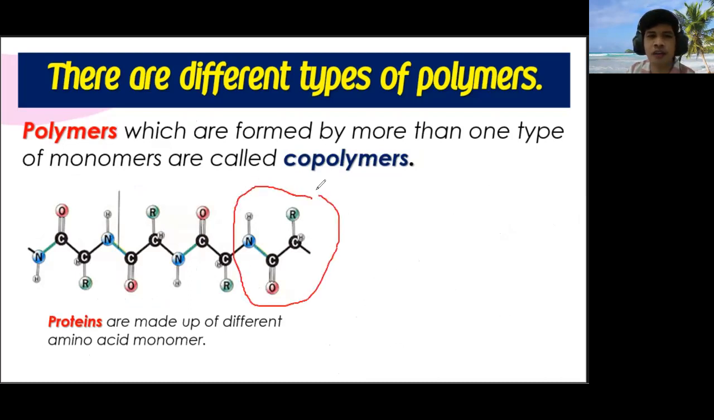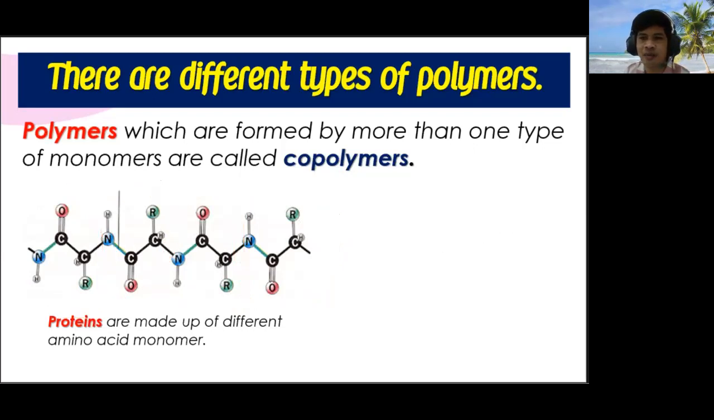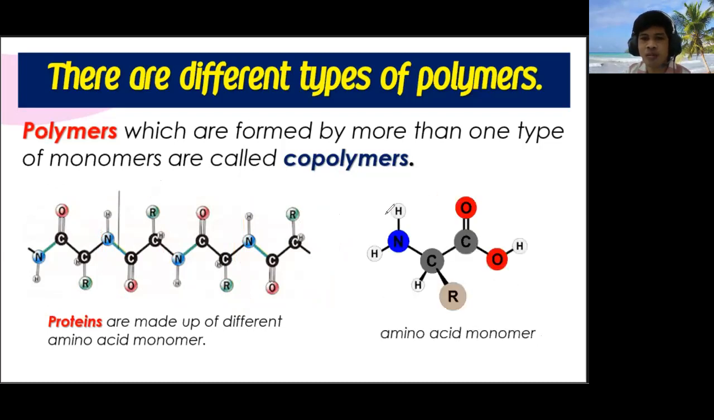If I'm not mistaken, there are 18 types of amino acids. So proteins are made from different types of amino acids. Here, for example, is an amino acid monomer, just one type. When you combine many different types of amino acid monomers, they form protein, and therefore they are called copolymers. That is number 2.